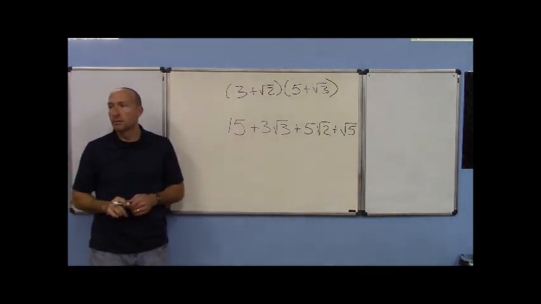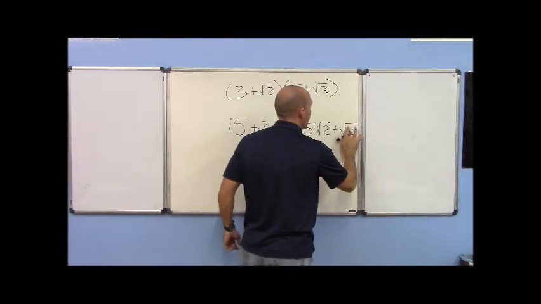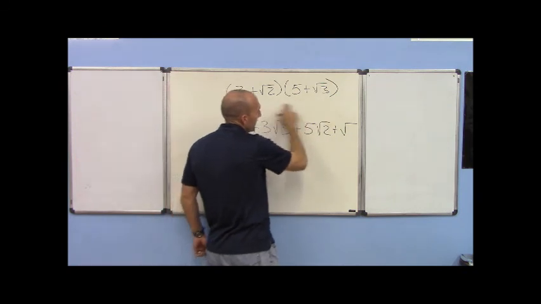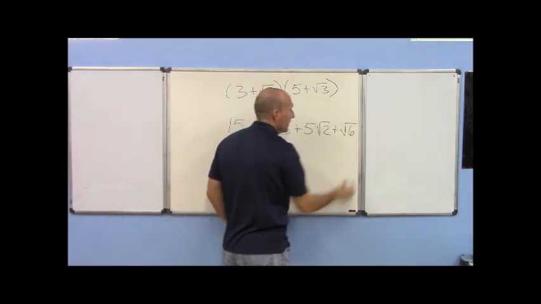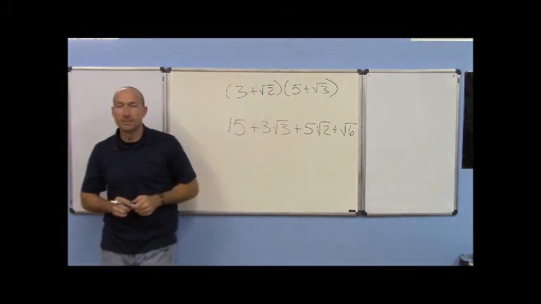Wait. What? Wouldn't it be 6? Yes, thank you. Very, very good. Because we don't add them whenever we're supposed to be multiplying them. So it is actually the square root of 6. 2 times 3. Good eye.